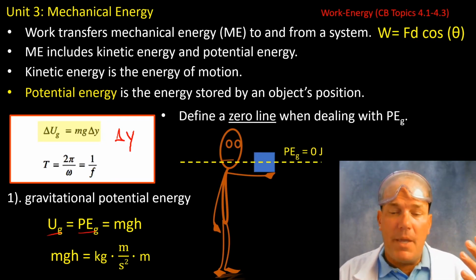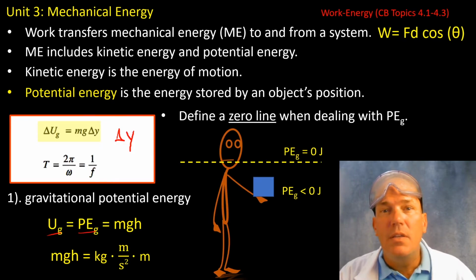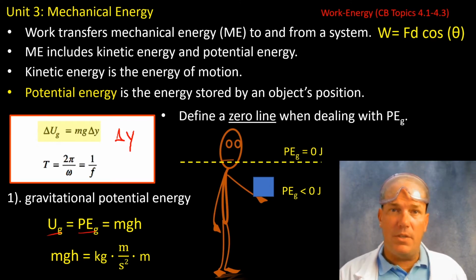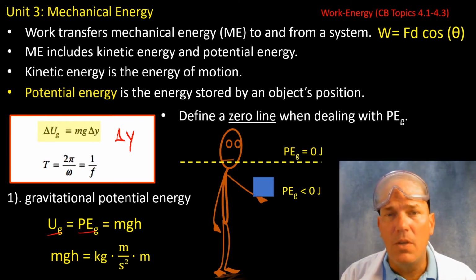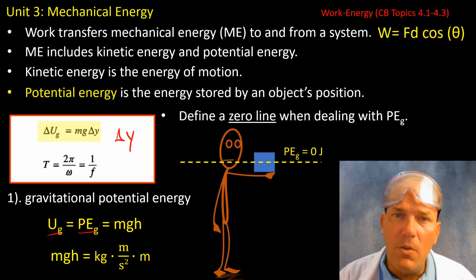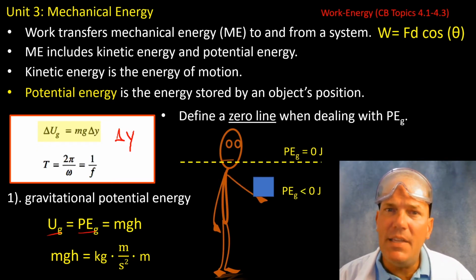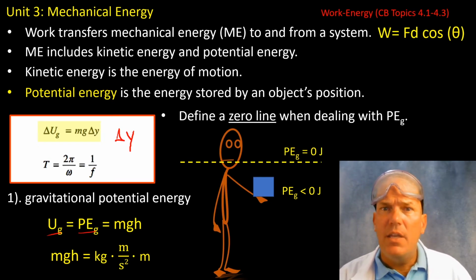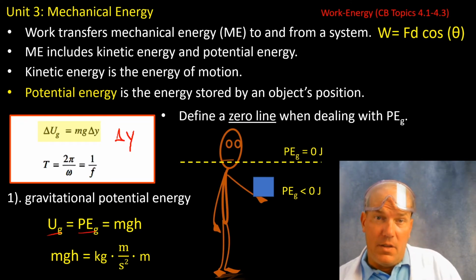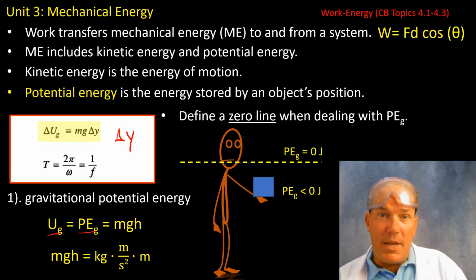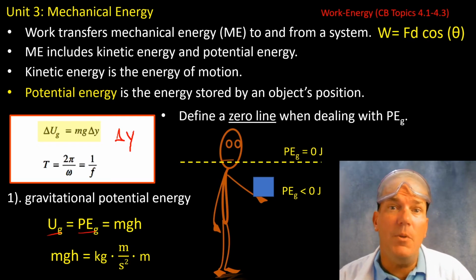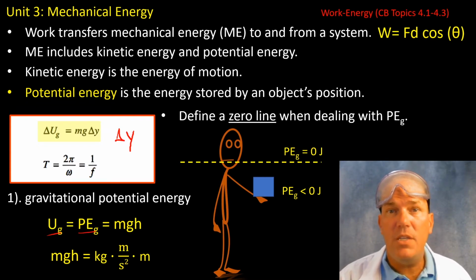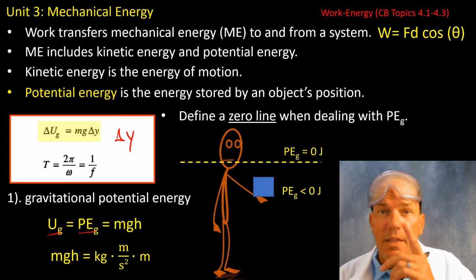Now, if Stickman then drops the object below the zero line, that means the gravitational potential energy is less than 0. So here it's 0, but beneath that line, it's less than 0. Now, the reason why is your change in height is now going to be negative. Okay? So you have a negative number minus 0. That's going to give you a negative number, which is going to give you a negative value for the gravitational potential energy with respect to the zero line that you defined.